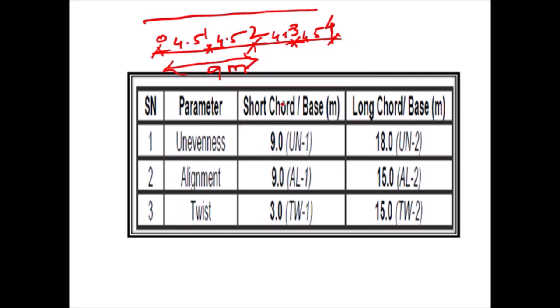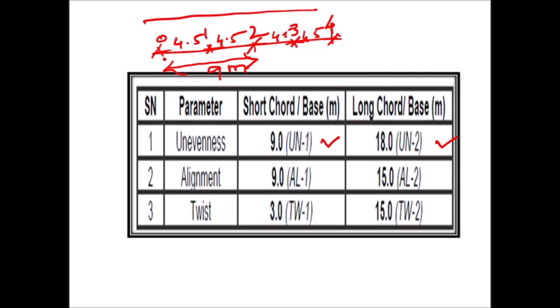Track parameters like unevenness, alignment and twist were calculated over fixed lengths. The smallest length over which this was calculated is called the short chord, and the longer length where we measure this parameter is called the long chord. For unevenness, 9 meters is the short chord and 18 meters is the long chord. Similarly for alignment, 9 meters is the short chord and 15 meters is the long chord, and for twist, 3 meters and 15 meters are the corresponding short and long chord.